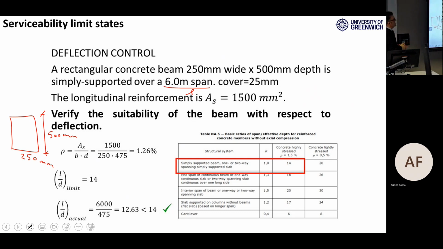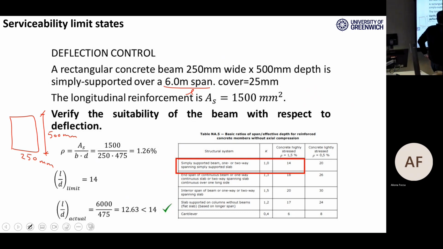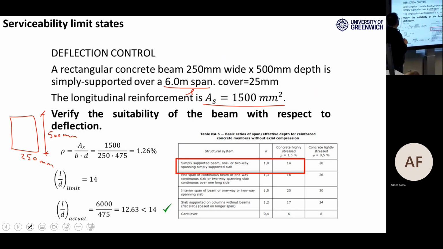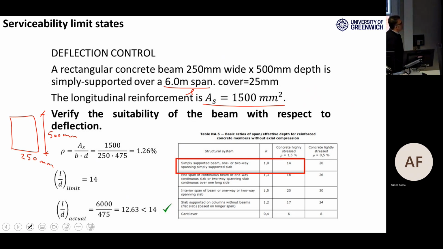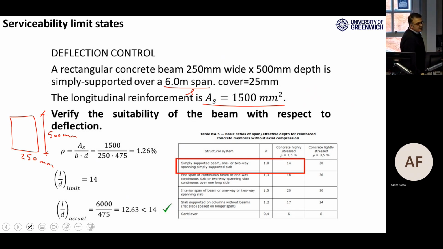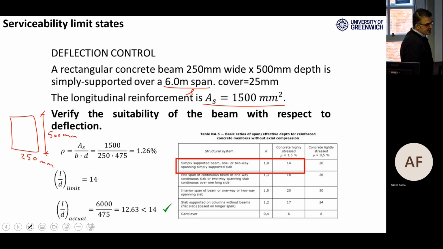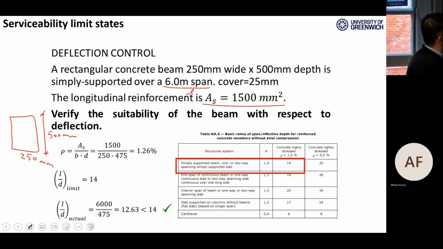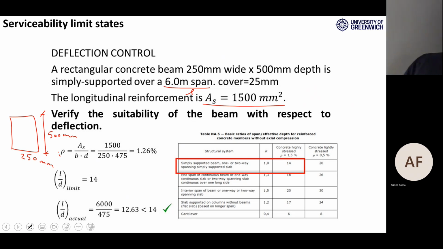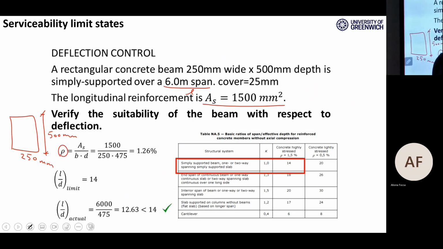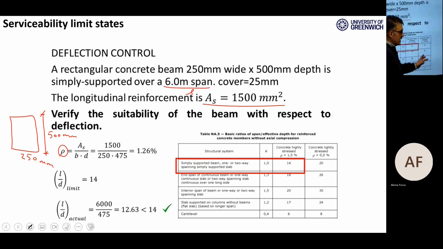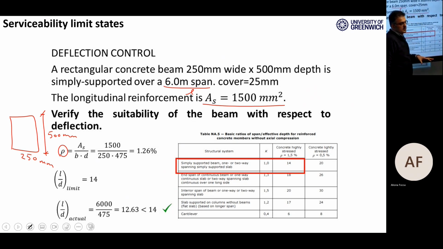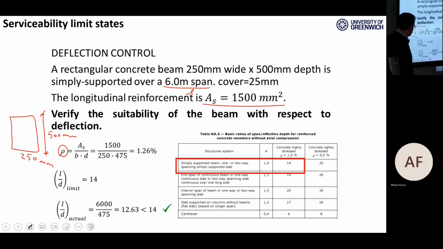Longitudinal reinforcement is As equal to 1,500 square millimeter. Verify the suitability of the beam with respect to deflection criteria according to Eurocode 3. Okay, so what we need is first to calculate rho to understand which column we are in, because we want to see what the rho is. Is it lightly reinforced or heavily reinforced?